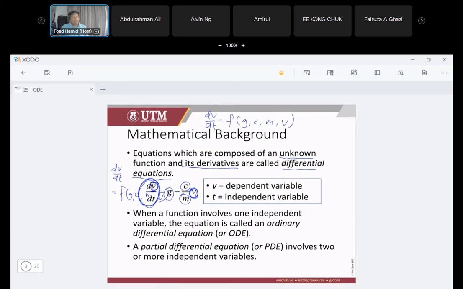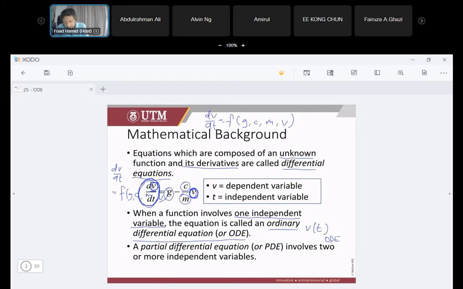So that's one thing. The other thing is that when a function involves one independent variable, then it is called an ordinary differential equation, ODE. For example, in this case, our v is only a function of t. This is only dv dt. So this is what we call an ODE. Again, this is not something new to you because you've seen this before in your persamaan terbitan.